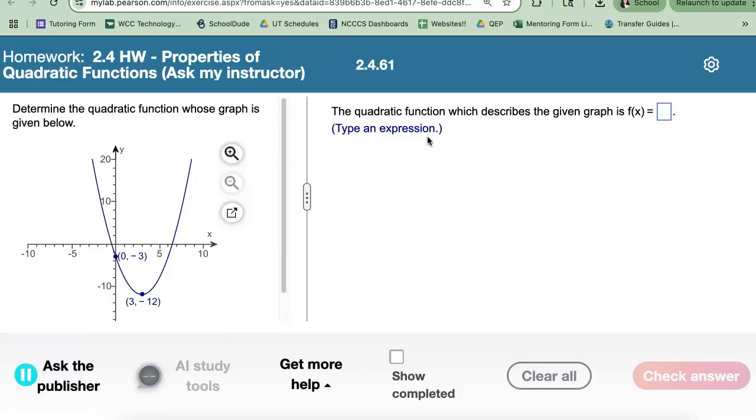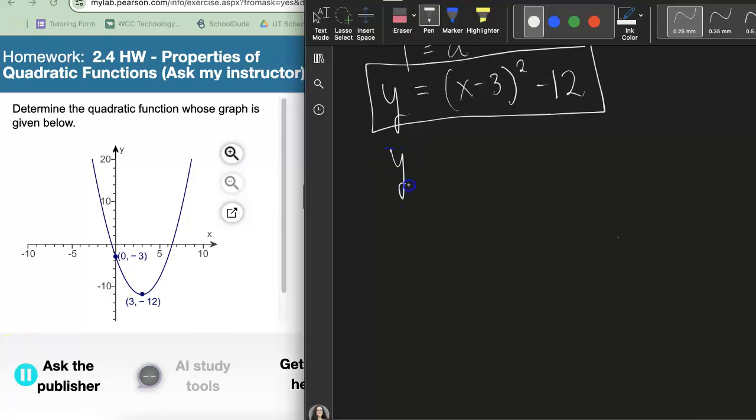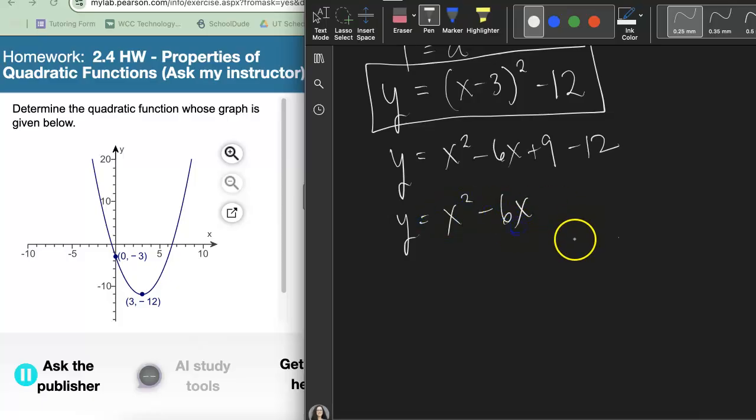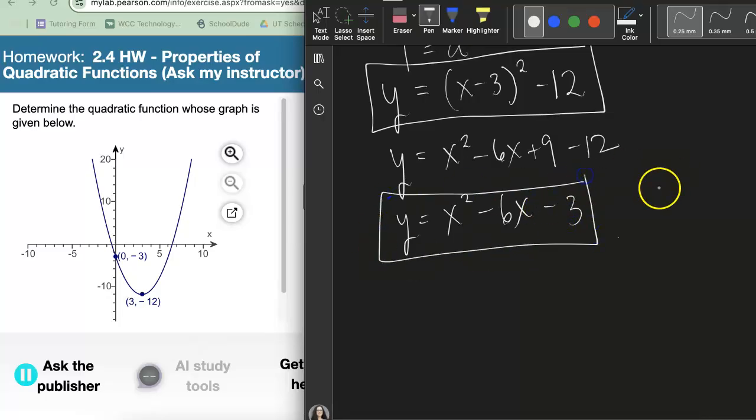Now, if you want to take that a step further and put it in that more standard ax squared plus bx plus c form, that means I need to do some more algebra. All right, so that algebra involves squaring this binomial. That's going to become x squared minus 6x plus 9. I'll bring down the minus 12, and then I combine like terms where I can, and I end up in standard form, y equals x squared minus 6x minus 3. That is also the quadratic function, just in a different form.